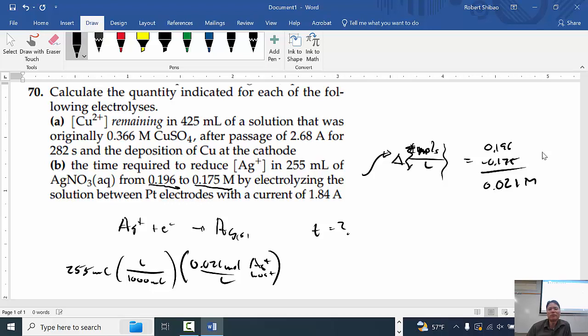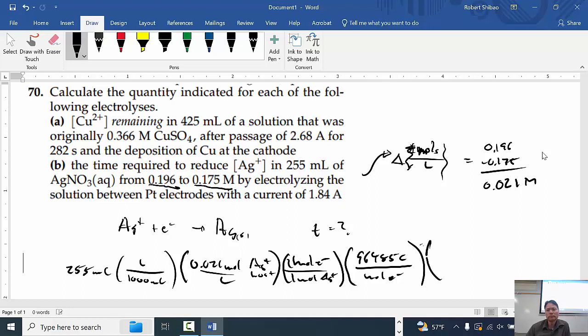Okay, if I have that many moles of silver ion lost, and I see it's a 1-to-1 mole ratio with electrons, so 1 mole of electrons per 1 mole of silver ions. And then I can use the Faraday constant, which is 96,485 coulombs per mole of electrons. And then I can use amps, because amps is coulombs per second, so 1 second is equivalent to 1.84 coulombs. And then I might change the time unit, or I might leave it as seconds. And so let's go ahead and calculate this.